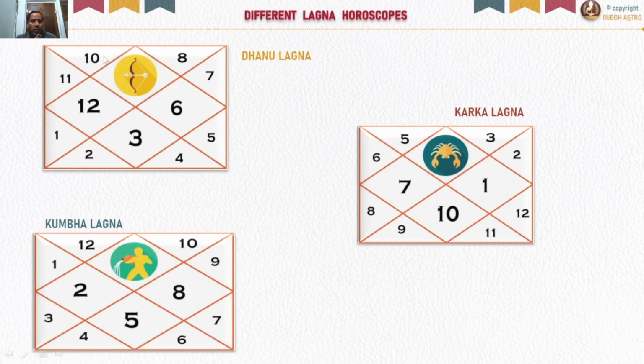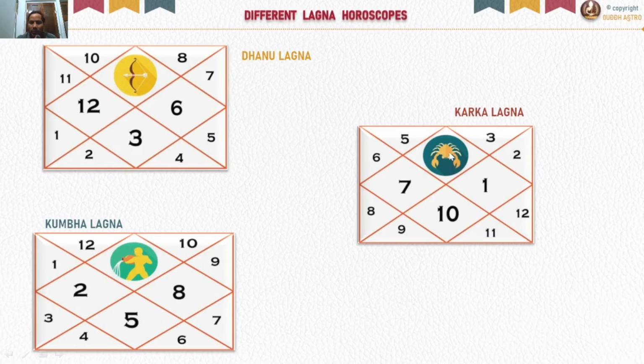Now the second house will always have the 10 number, right? It goes on sequentially. If the first house has the 9 number, then the second house will have the 10 number. Similarly, here you can see the symbol of the Aquarius sign. This is Aquarius because this is the first house. The first house is the Lagna, and Lagna has the Aquarius symbol or Kumbha sign. That's why this is Kumbh Lagna.